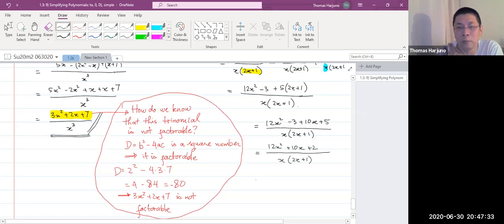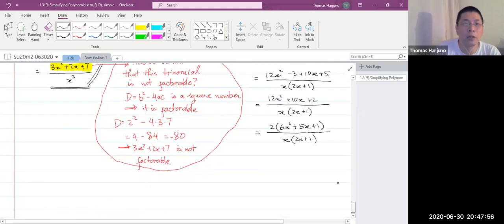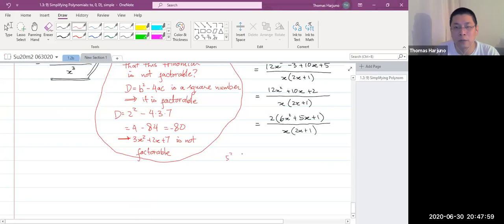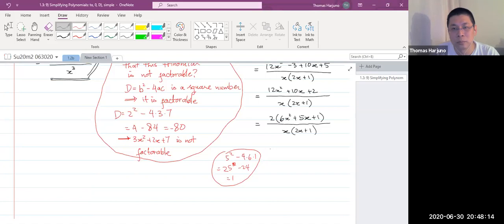Now, we should factor the top. At least you know that we have common factor 2 up there: 2 times 6x squared plus 5x plus 1. Now, do you think that thing is factorable? You should try, at least look at the discriminant, right? 5 squared minus 4 times a times c. That's 5 squared minus 24. That's 25 minus 24, that's 1. And 1, of course, is a square number. It means it is factorable. You better factor it if so.